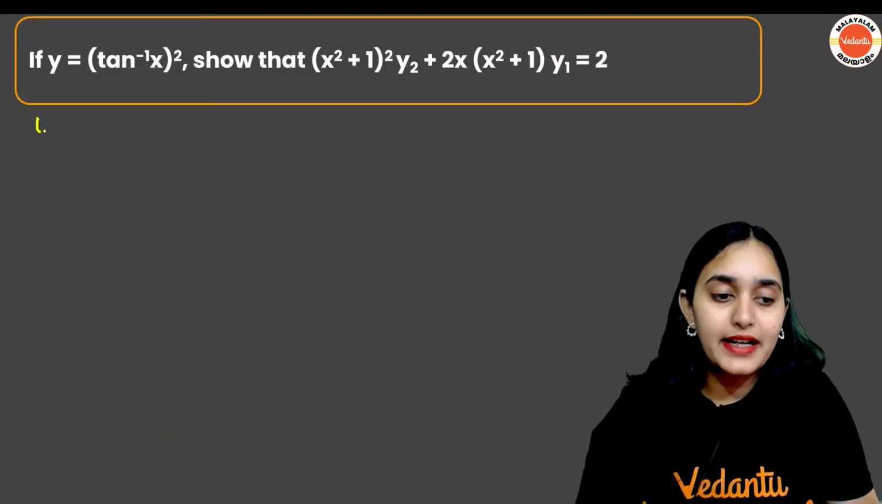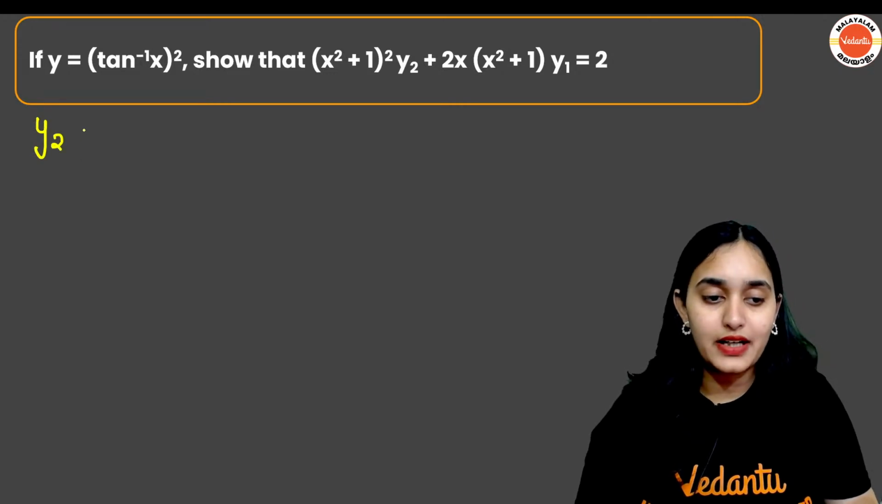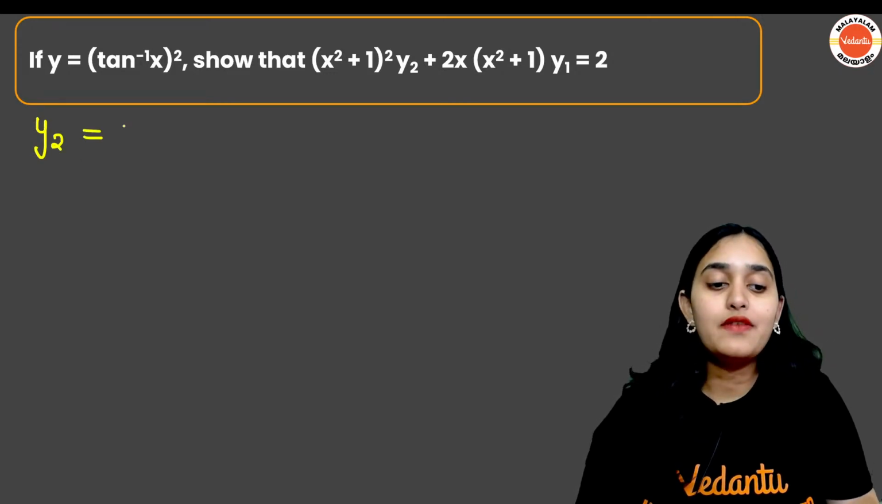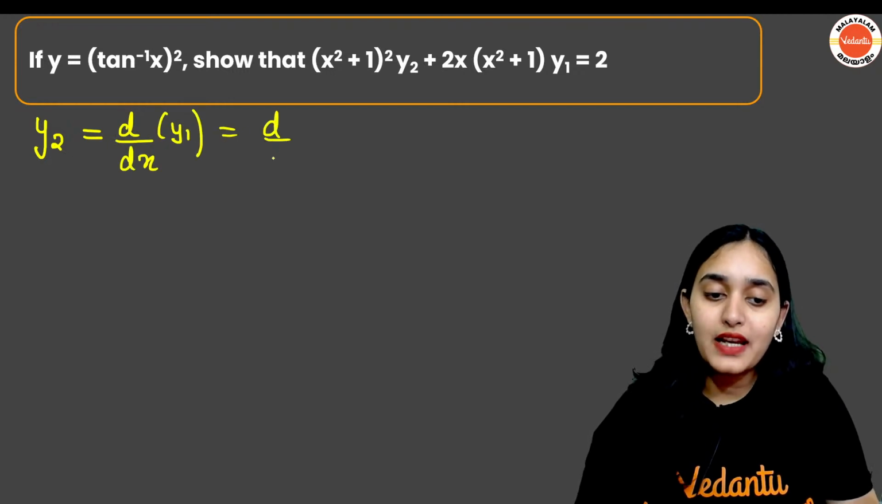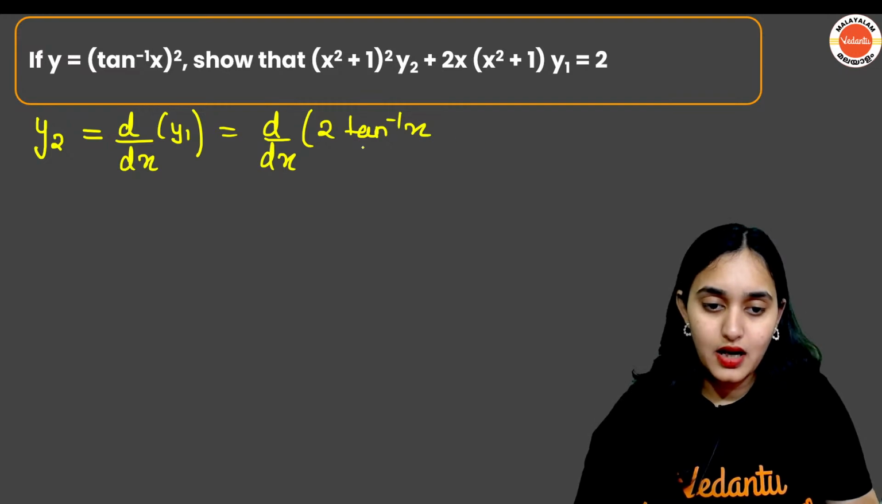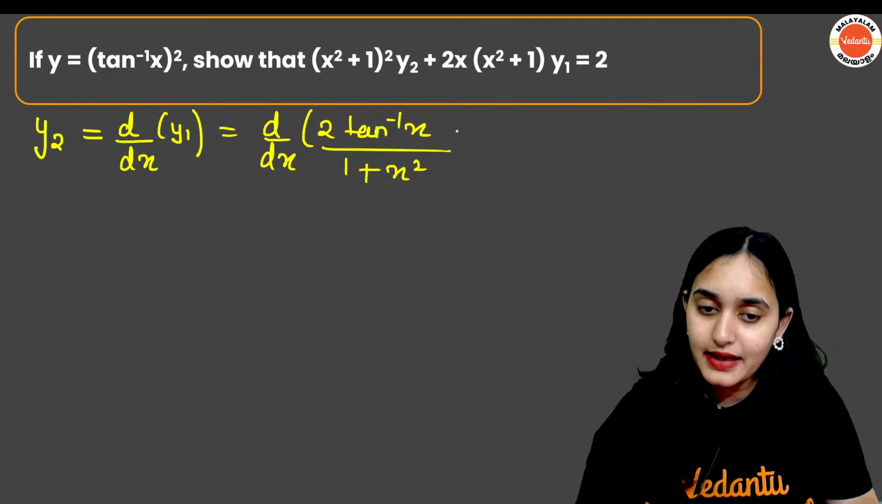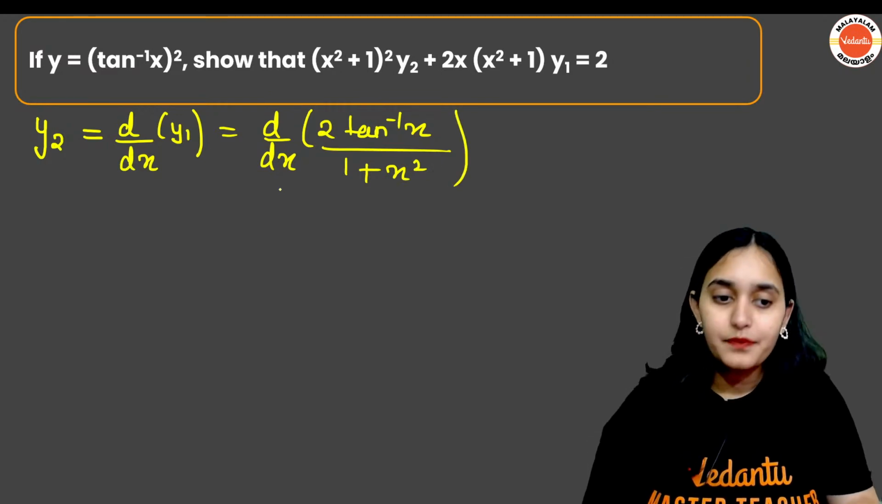Let us now find out the second order derivative. The second order derivative will be the differentiation of the first order derivative. That means the differentiation of 2 times tan inverse x upon 1 plus x square, right?